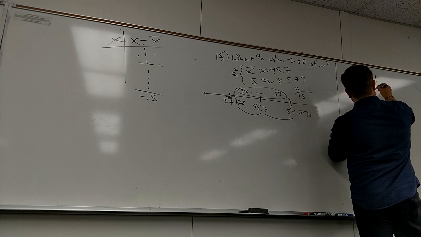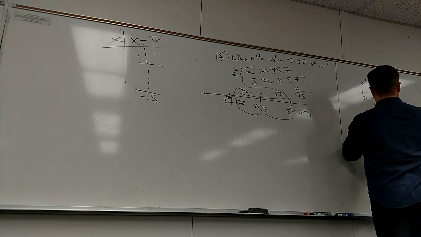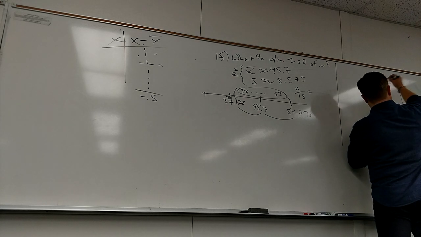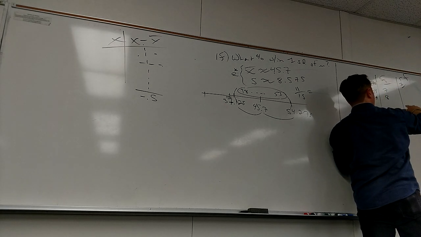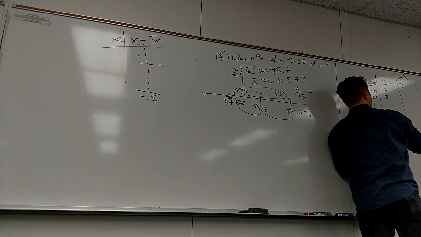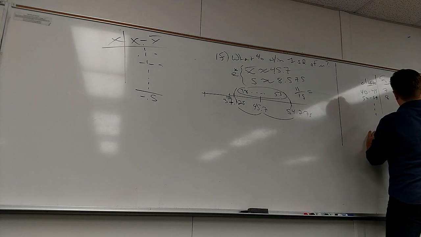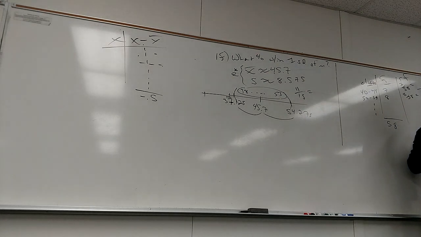classes 40 to 49, 50 to 59, blah, blah, blah, 7, 8. Let's say there were 58 total. So that's the frequency. The relative frequency would be 7 out of 58. Whatever. 8 out of 58. Whatever. Percent. Right?